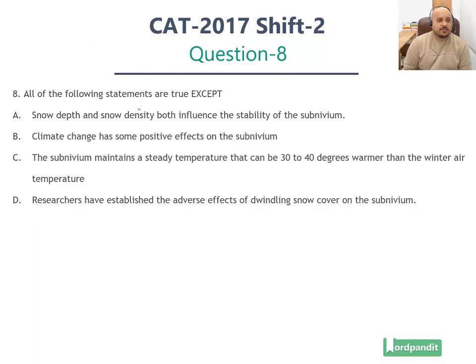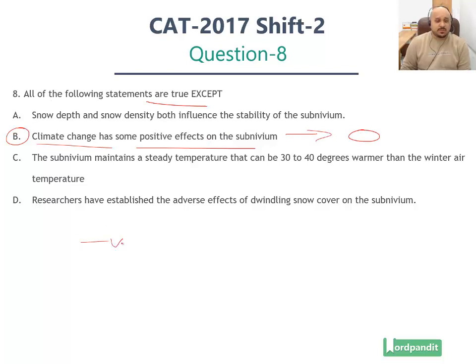All of the following statements are true except, now 3 out of these 4 statements are true, 1 is incorrect. The incorrect statement here is statement number B. It's the easy to identify incorrect statement. Why is that the case? Climate change has positive effects on the subnivium. The passage mentions 0 positive effects.